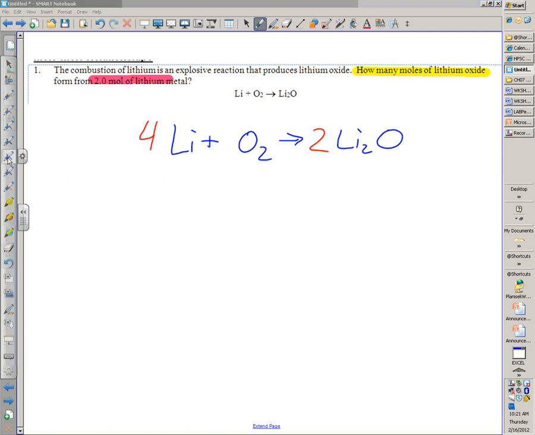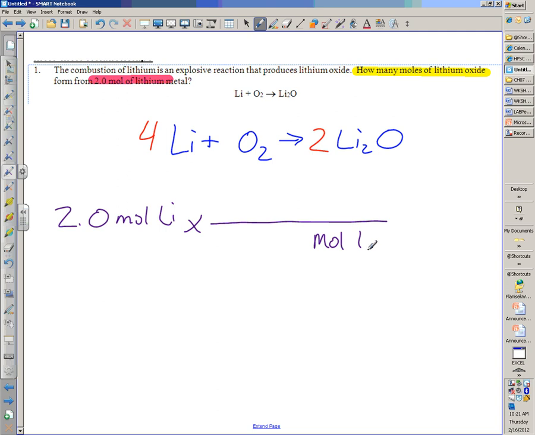So, like you said, we start off with what they gave us, and that's 2.0 moles of lithium. Now where do we go? Now we go times sign fraction bar. What's going on the bottom of this conversion factor? Moles of lithium have to go on the bottom because conversion factors cancel out the units that we don't want and leave us with the units that we do want. And then what has to go on the top of this conversion factor? Moles of lithium oxide.